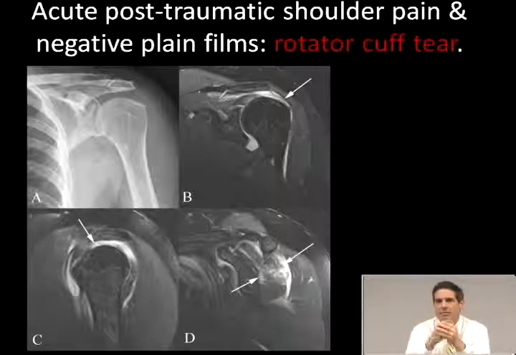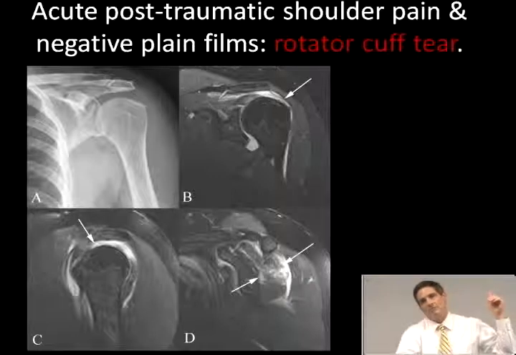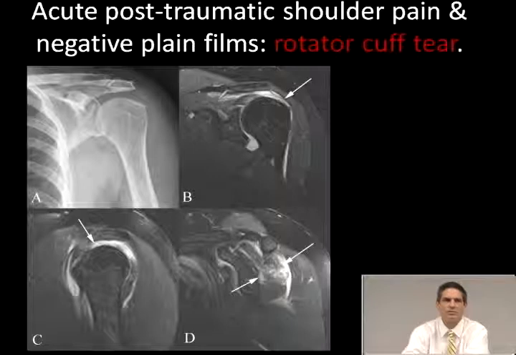And then the more medially located coronal oblique shows you abnormal signal within the muscle belly compatible with tearing of muscle as the tear extends from the cuff margin distally into the more proximal muscle belly.